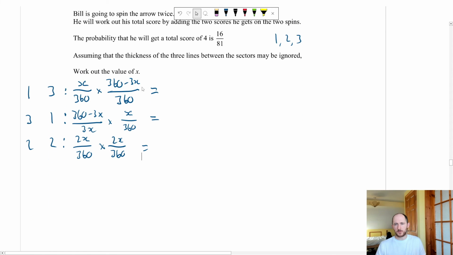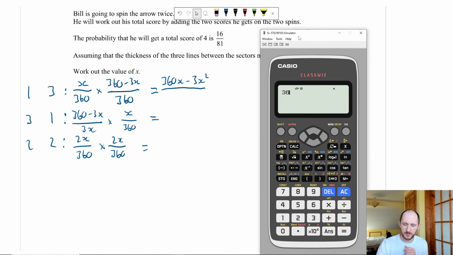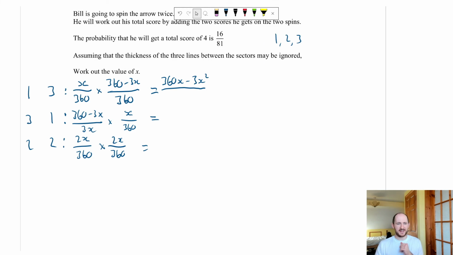So let's multiply this out. We would get 360x minus 3x squared over 360 times 360. What would that be? Let's just use a calculator. Okay, 129,600. We could simplify that, but let's leave it like this. This is going to be the exact same thing again. Lastly, we're going to have 4x squared over the exact same thing again.